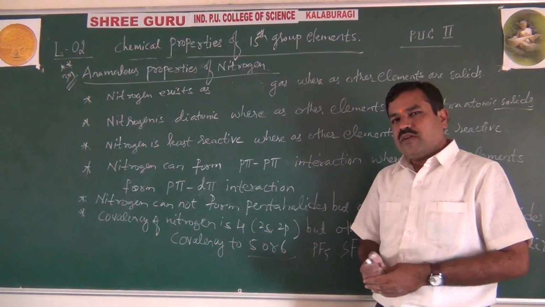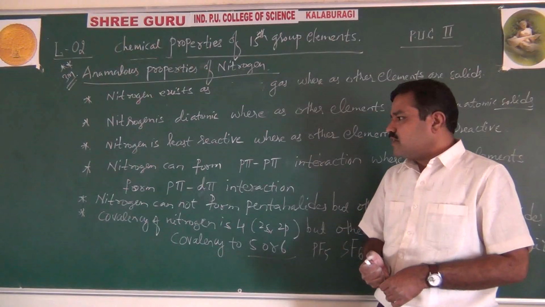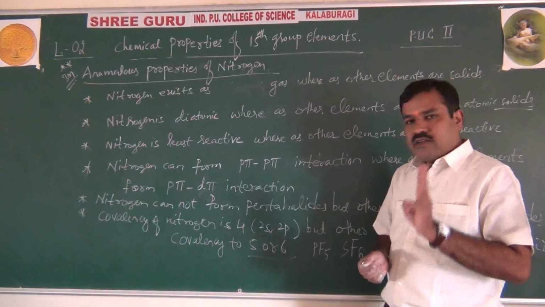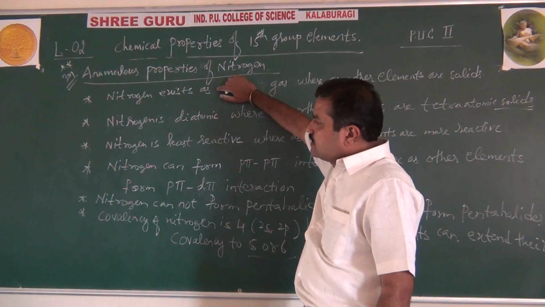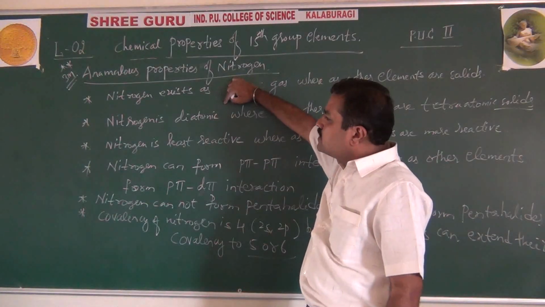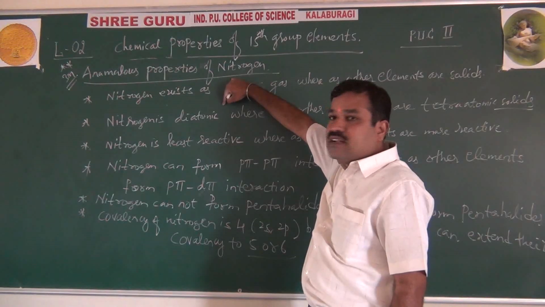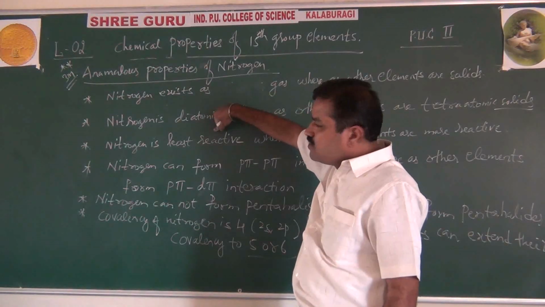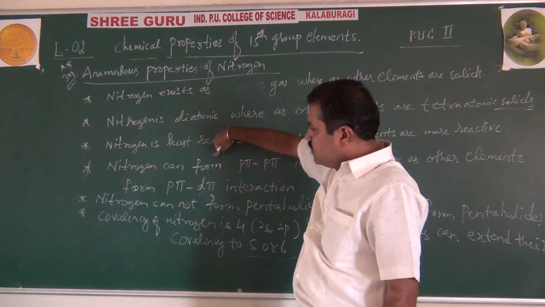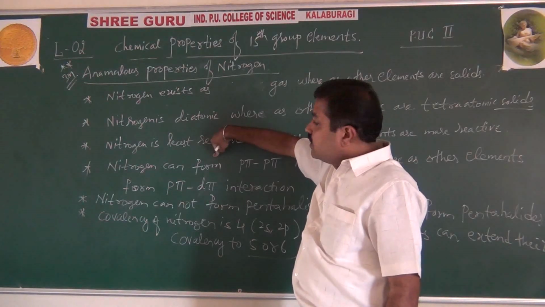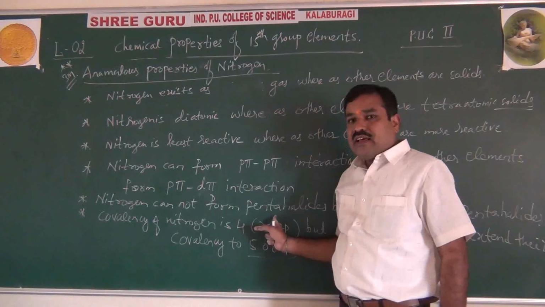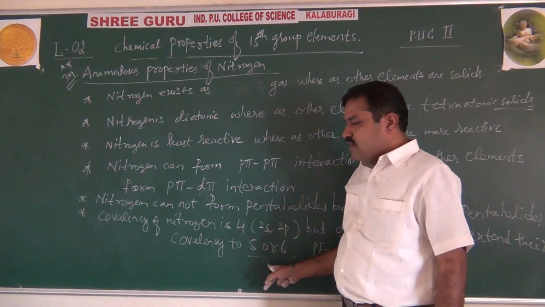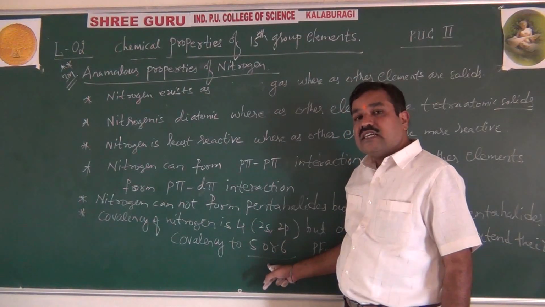If they ask for anomalous properties, write any 4 anomalous properties for 3 marks. Out of these 6, you can write any 4. First, very important, see how it exists: gas or solid, first point. Next, atomicity, diatomic, tetratomic. Third, reactivity. Fourth point, orbital overlap. Fifth point, regarding halides, pentahalide formation. And sixth point, you can remember, regarding covalency.